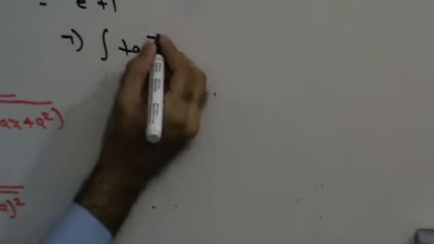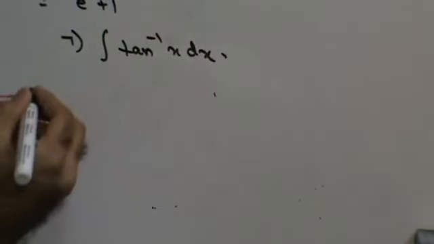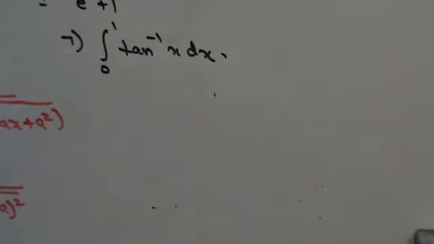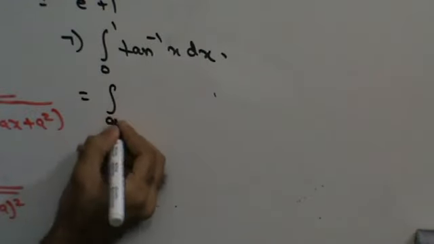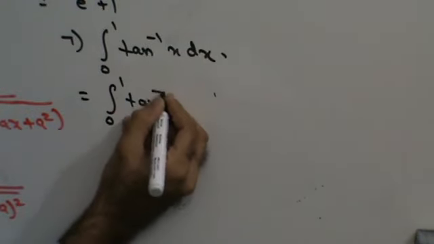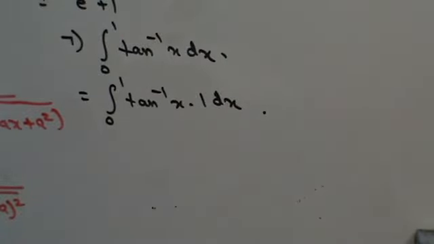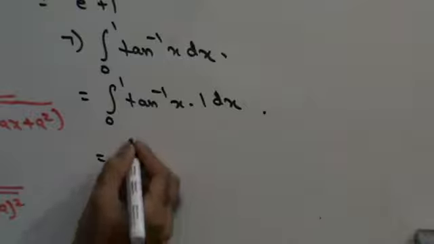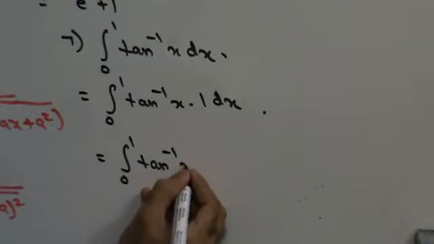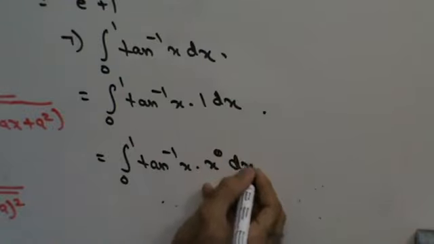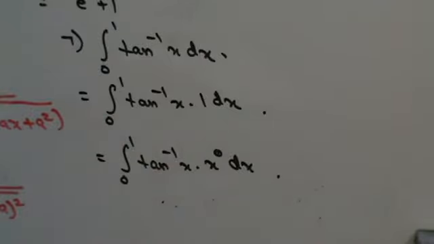Next, let's see another sum, guys. Integral of tan inverse of x dx, and the limits are between 0 to 1. Right? Again, we don't have a formula for tan inverse, so you will do 0 to 1 tan inverse of x into 1 dx. 1 can be written as x raised to 0. So this is tan inverse of x into x raised to 0 dx. You will use parts.